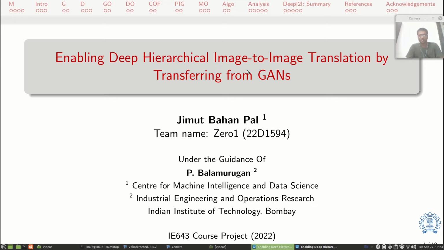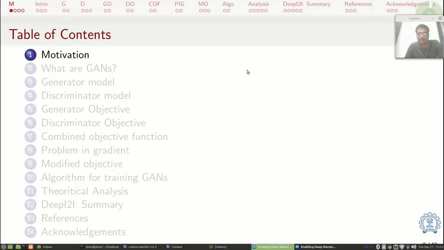So I am Jimut from Siemens Department, Center for Machine Intelligence and Data Science, and my team name is Zero1. So today I will be presenting about enabling deep hierarchical image-to-image translation by transferring from GANs. This is for the I643 course project, and this was done under the guidance of P. Palamurugan. So let's start with the motivation.